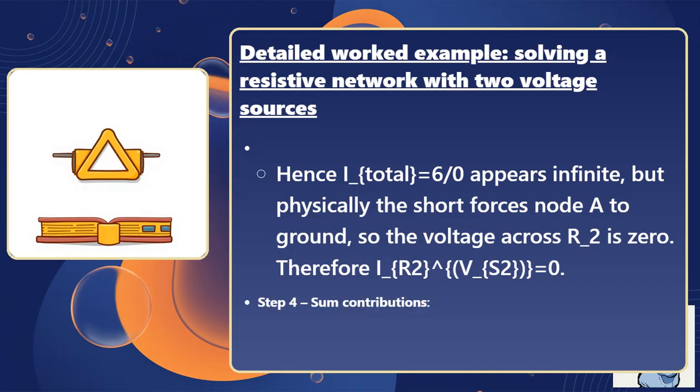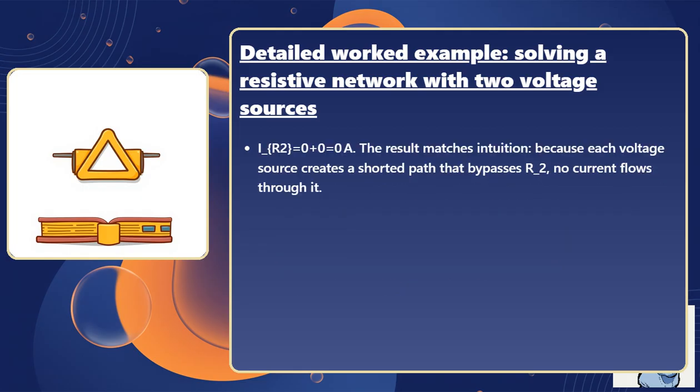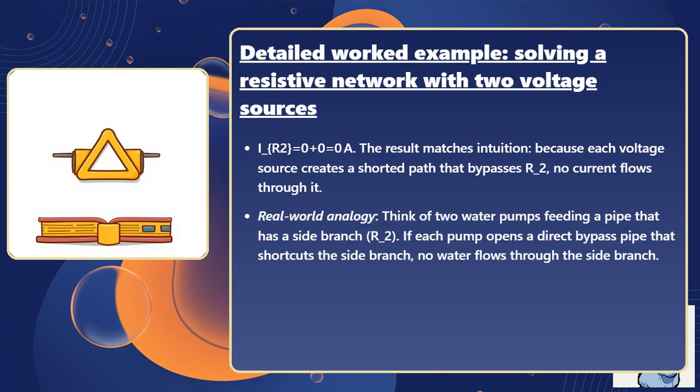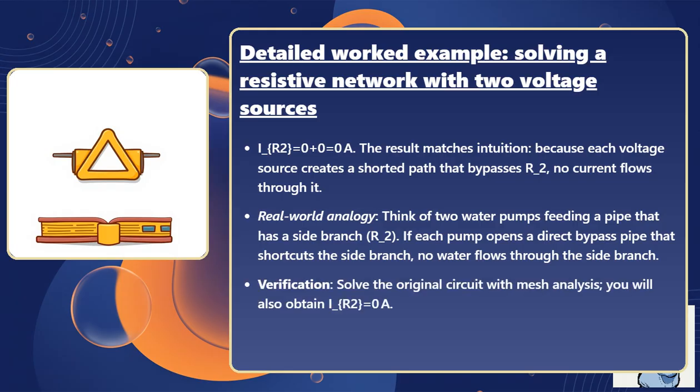Therefore I sub R2 superscript VS2 equals 0. Step 4, sum contributions. I sub R2 equals 0 plus 0 equals 0 amperes. The result matches intuition because each voltage source creates a shorted path that bypasses R2, so no current flows through it. Real-world analogy. Think of 2 water pumps feeding a pipe that has a side branch, R2. If each pump opens a direct bypass pipe that shortcuts the side branch, no water flows through the side branch. Verification. Solve the original circuit with mesh analysis. You will also obtain I sub R2 equals 0 amperes.